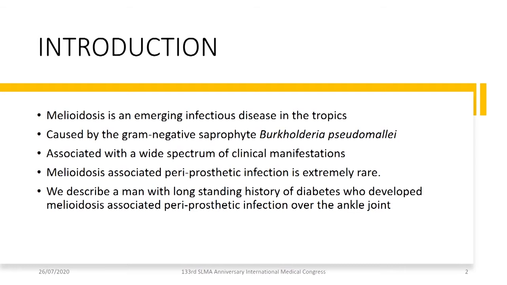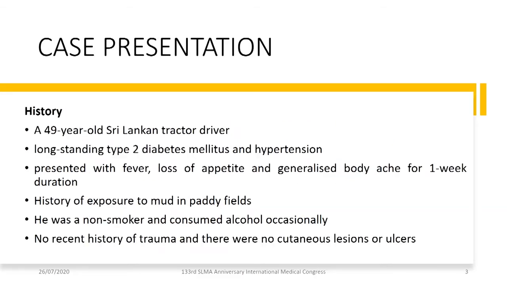It's caused by a gram-negative saprophyte, Burkholderia pseudomallei, and it's associated with a wide spectrum of clinical manifestations, from simple wounds to systemic illness and death. Melioidosis-associated periprosthetic infection, however, is extremely rare, and we hereby describe the very first case of periprosthetic infection associated with melioidosis in the ankle joint.